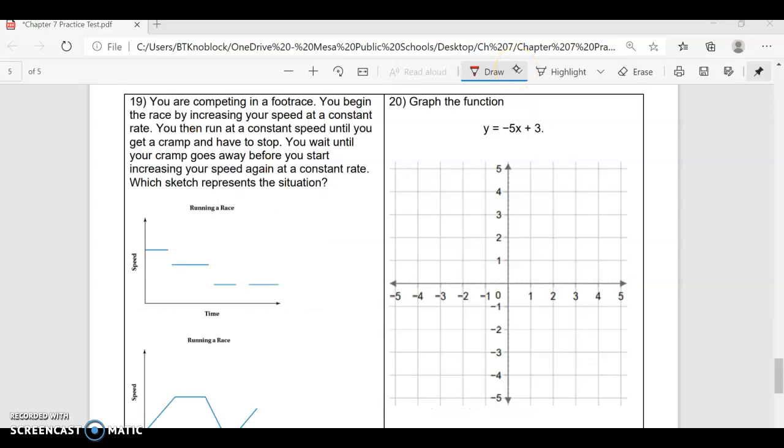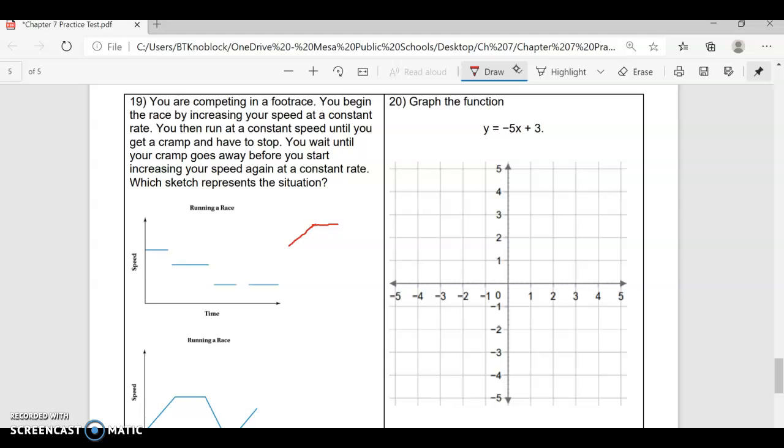All right. So on this one, you have to match the graph with the story. So it says you are competing in a foot race. You begin the race by increasing your speed at a constant rate. So you're increasing the speed. That means it should be going up. Then let's draw a little thing as we read. So you're increasing. Then you run at a constant speed. So that means then you kind of even off.